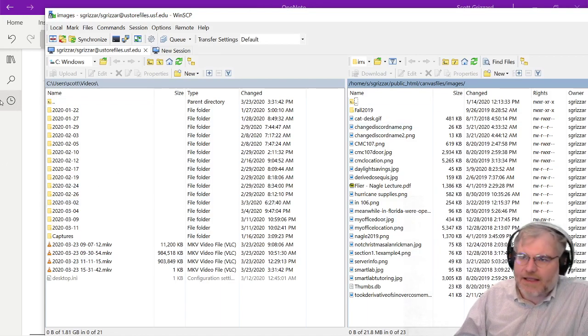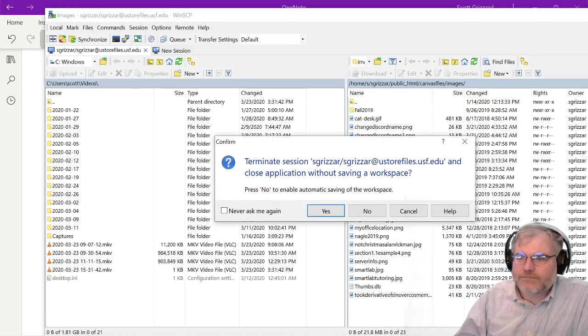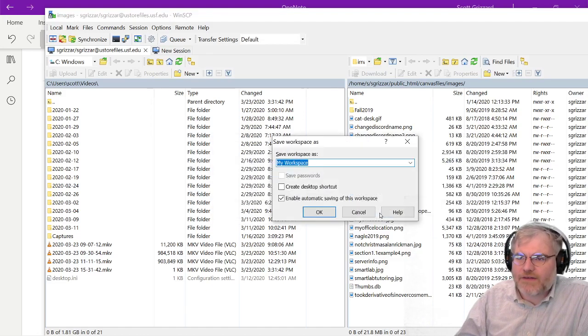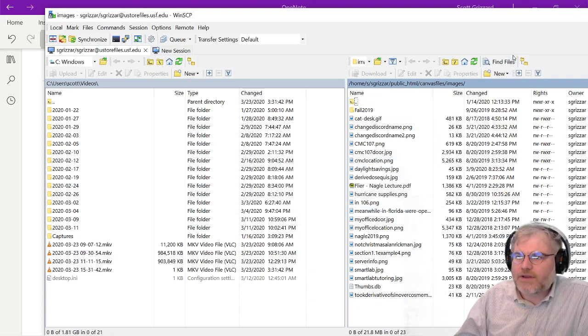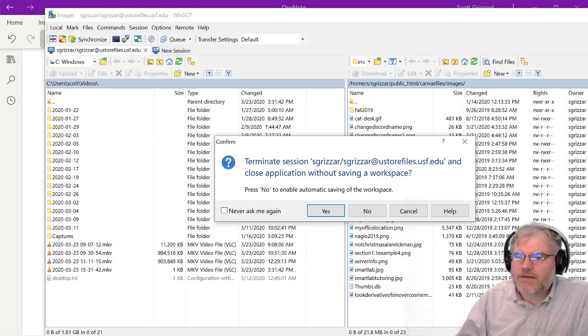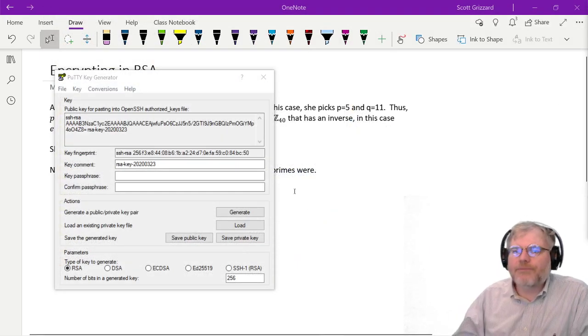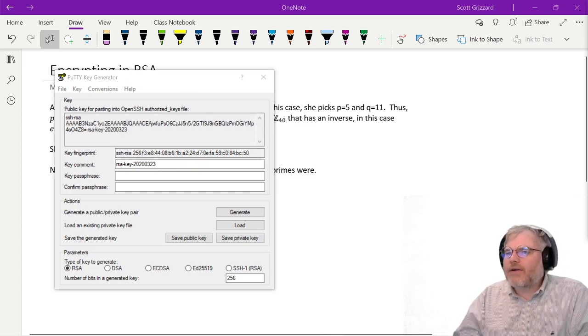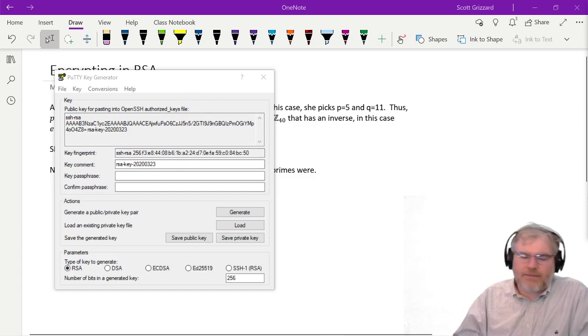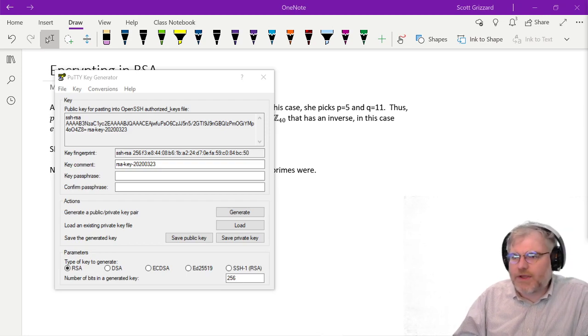So let's look again at the system as a whole. Come back over here. No, I don't want to save. I want to exit that workspace. I want to get canceled. I want to go away. There we go. Okay. So I create my RSA private key by doing this. The computer's doing this. Of course, the computer's doing it with much longer numbers.